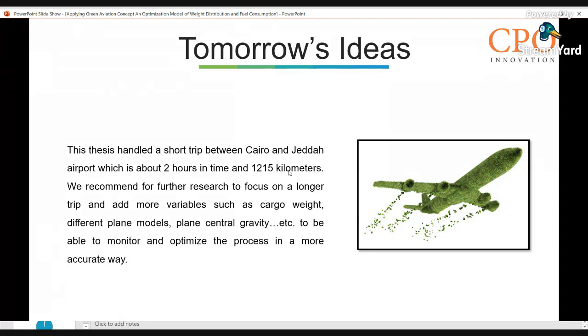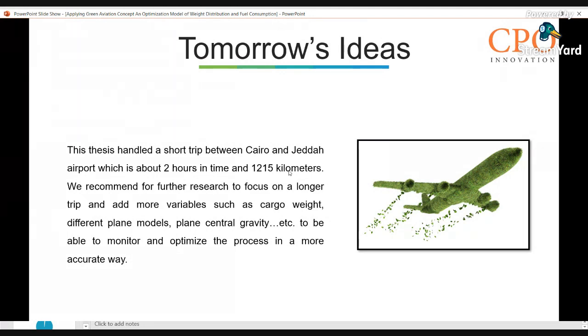You should consider the cargo weight and the different plane models, adding different models to the equation. Add the plane's center of gravity, the CG. It is a very important factor that can limit the results of the operations of this plane mass model operation.